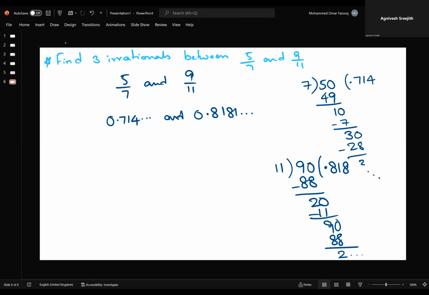Is it right? Yes. Now you have to find the irrational numbers between 0.71 and 0.81. Is it right? Yes, sir. What are irrationals? Numbers which cannot be expressed in P by Q form, which are non-terminating and non-repeating.